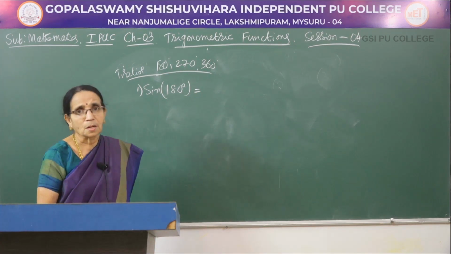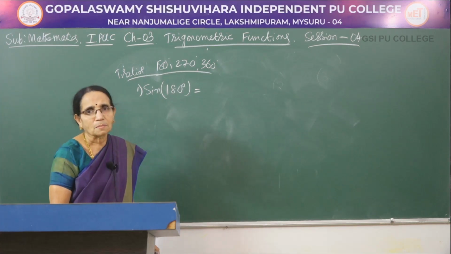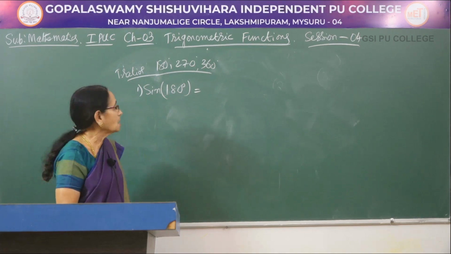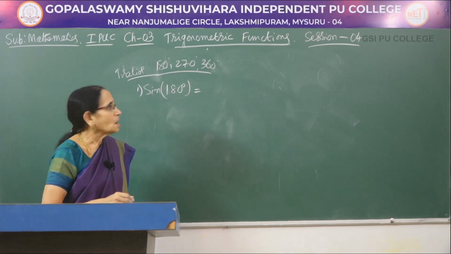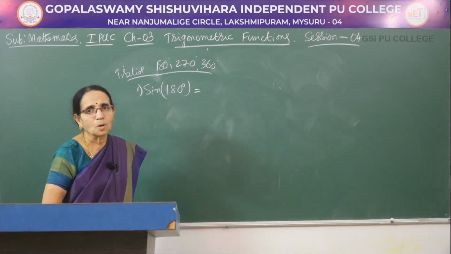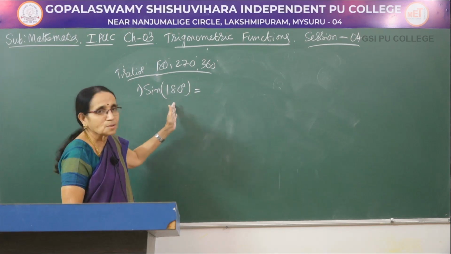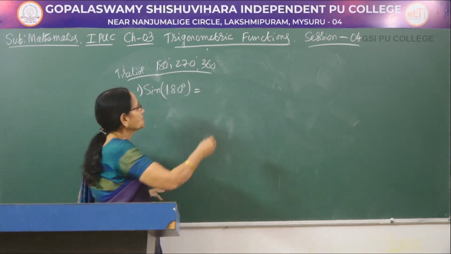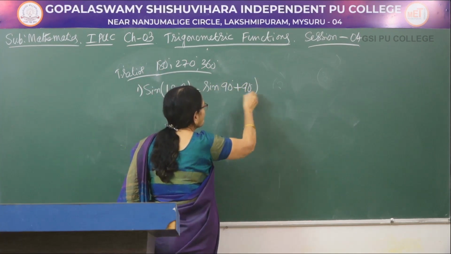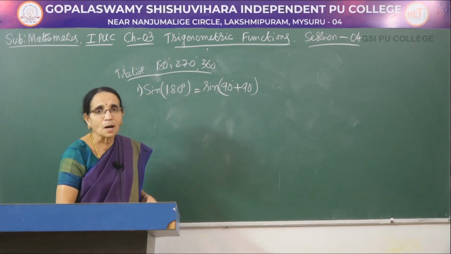Now, you can express it in two different ways. One is 90 plus 90, isn't it? 180 is 90 plus 90, then we will be using the first rule. Or you can use it as 180 minus 0. The value is the same, two ways of expressing the same thing. Suppose I write it as 90 plus 90. I have told you already, whichever rule you follow, you get the same value, same answer.